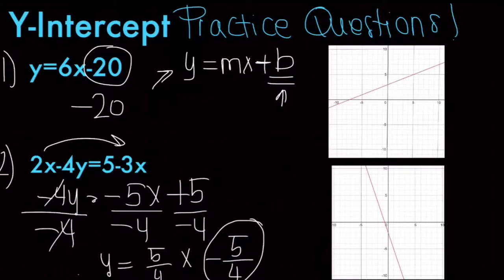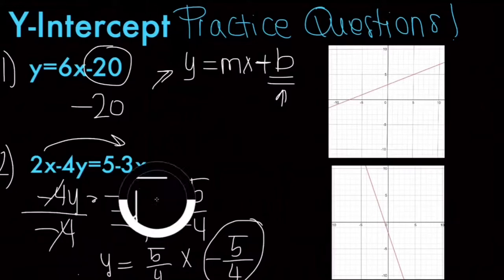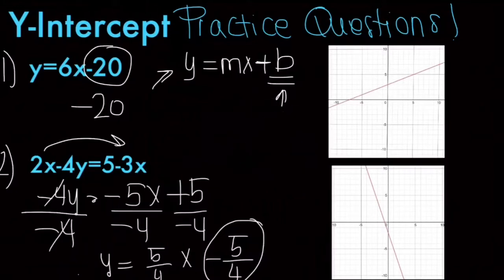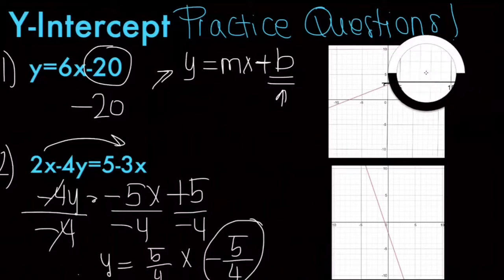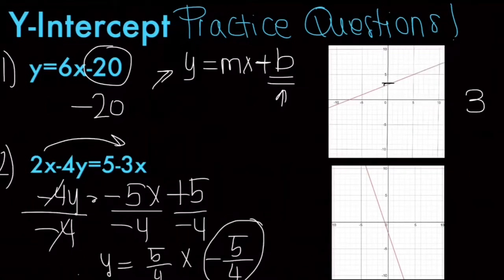And now for the graphs, we will first determine where the function intercepts the y-axis, right? We said that's the y-intercept. So the point where it intercepts the axis is at this point, where we can see is 1, 2, 3. The y-intercept here is 3. And for this one, we can see that the function intercepts the y-axis here at -2. So the y-intercept is -2.